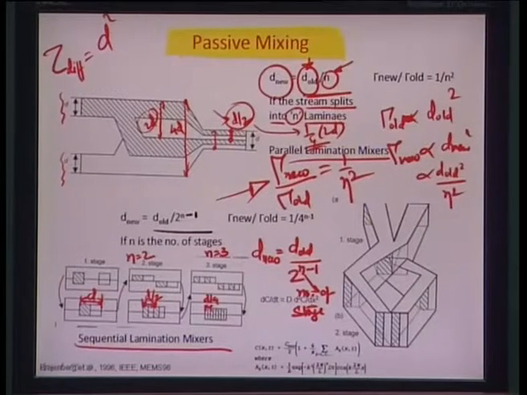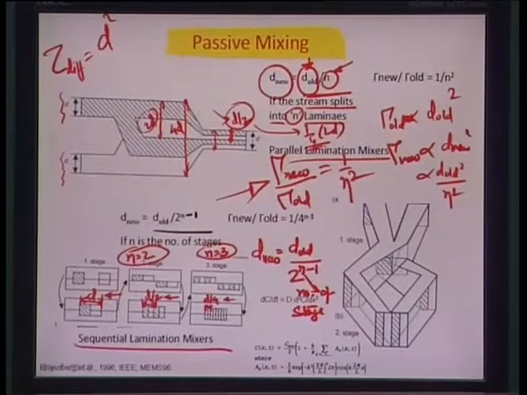So essentially if n is 2 here, d nu should be d old by 2, 2 to the power of n minus 1, which is 2 minus 1, is 1. If n is 3 here, d nu should become d old by 4, and so on and so forth. So it pretty much matches the physical dimensions that we have been showing in the different stages of mixing.